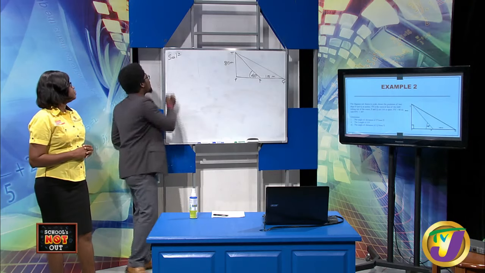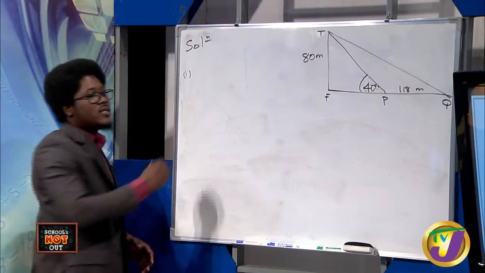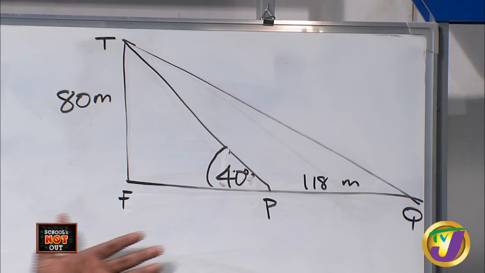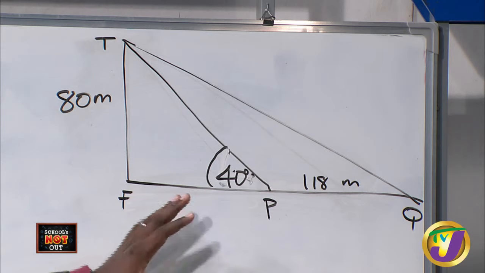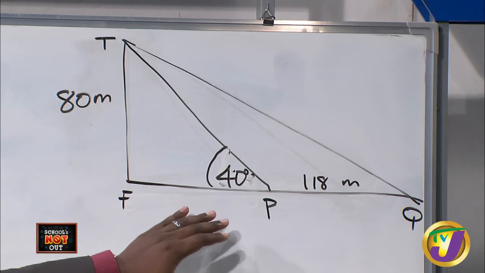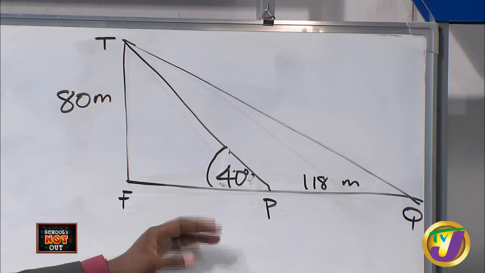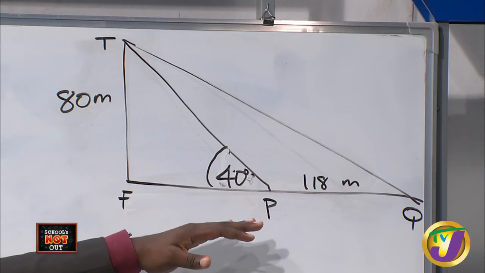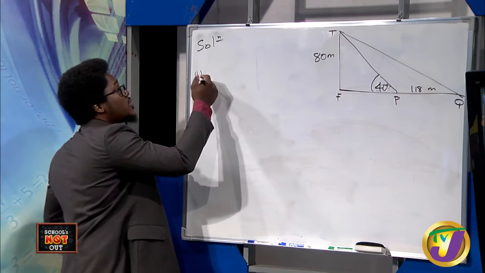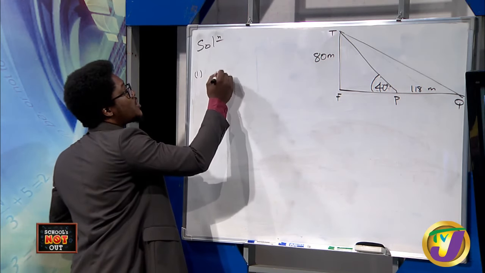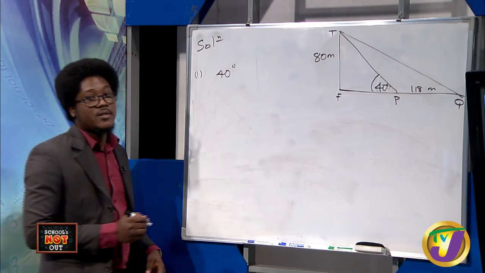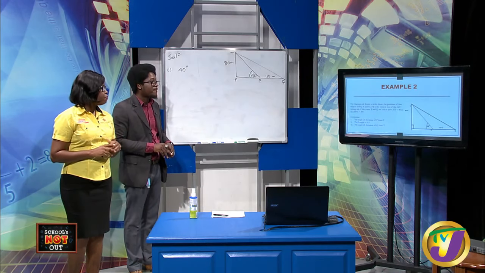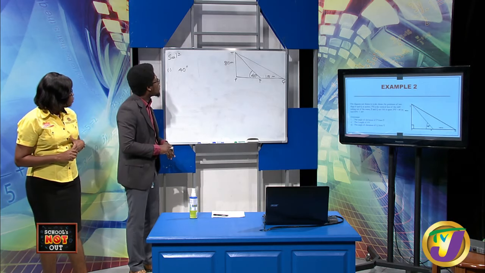The first thing they asked for is the angle of elevation. When I look at my diagram, I can see straight off the bat that the angle of elevation is already given. The angle of elevation is 40 degrees, so I can just write that down. The second question is asking us for the length of FP. So let's first identify where FP is.